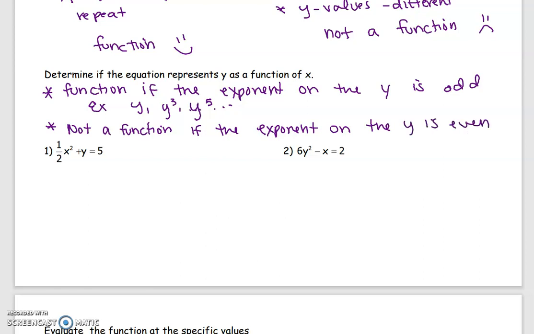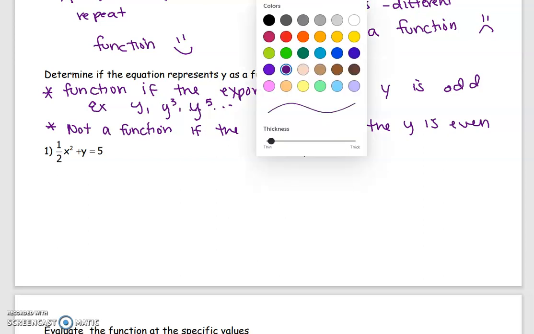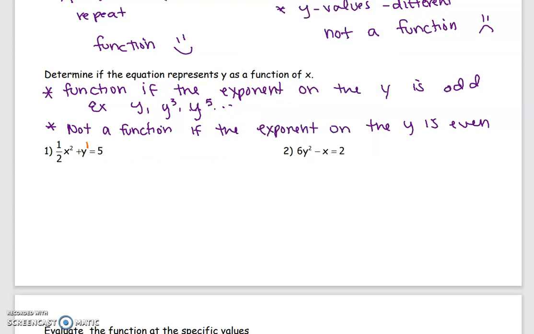All right, so let's see here. Let's look at our y. It's a 1, so odd, function. Y, uh-oh, it's even. It's a 2. So it is not a function.